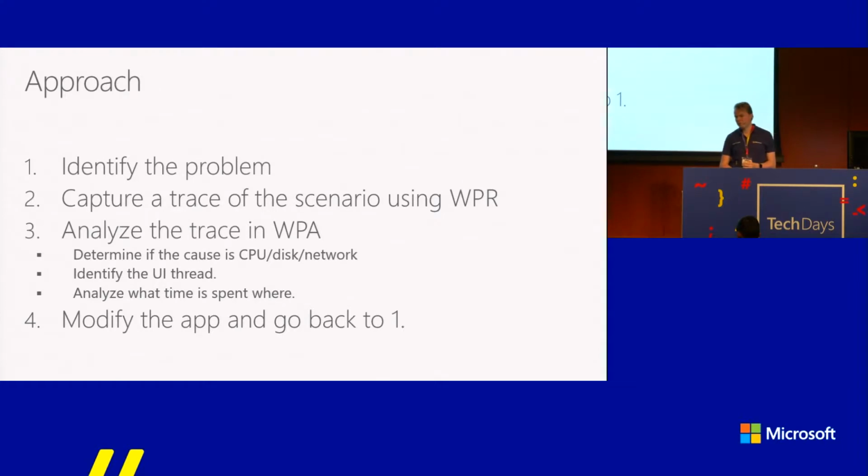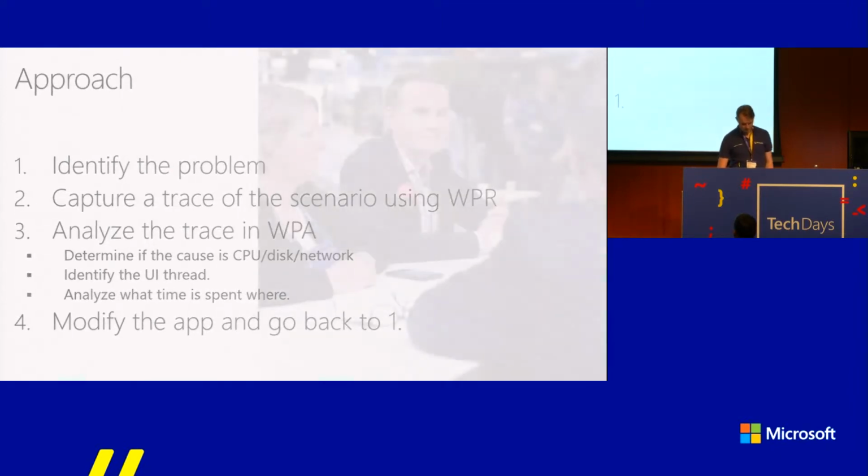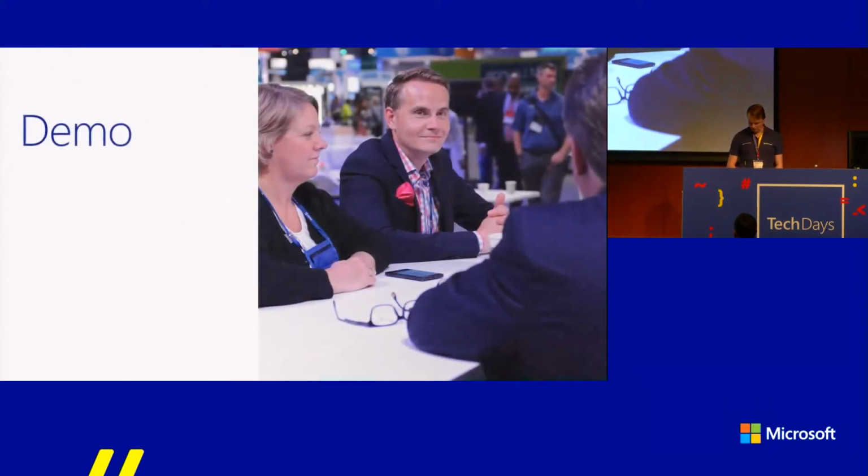One of the things that is very important is to identify the UI thread, and we'll see how to do that soon. The UI thread is generally involved in a lot of these performance problems, so it's really nice to know which thread it is. And then WPA allows you to figure out what time is spent on what. Then we make the modifications and we go back to step one. So let's do that. Let's do some demoing.